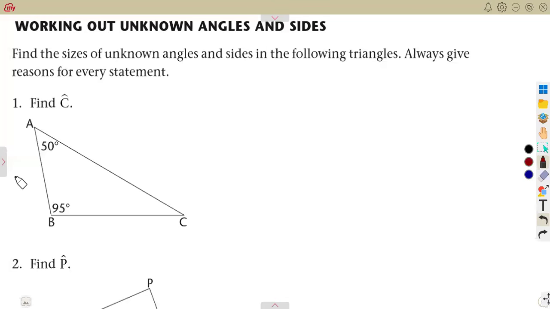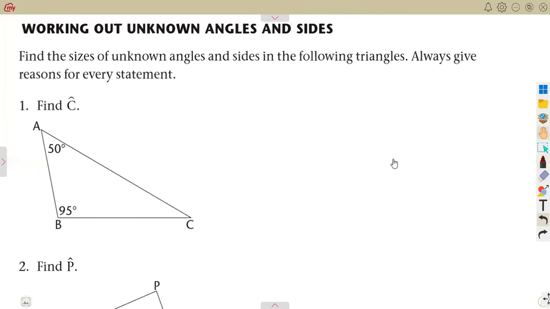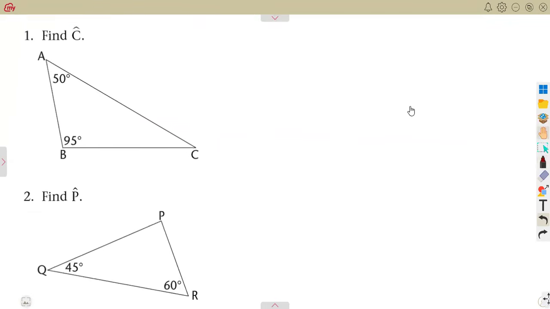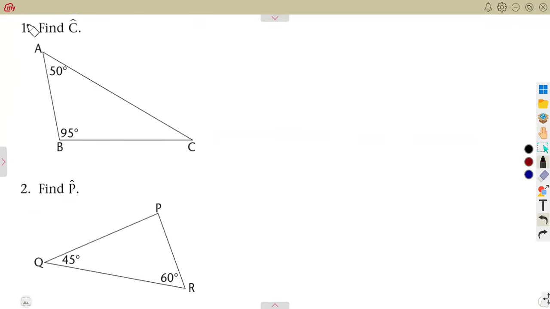So in this exercise that we are going to consider on our geometry of 2D shapes, we are given working out unknown angles and sides. You might be given a condition where you need to consider the sides or the angles using the properties that we had of the triangles. We are asked to find the sizes of unknown angles and sides in the following triangles. Always give reasons for every statement that you are going to use in calculating whatever that you are given there.